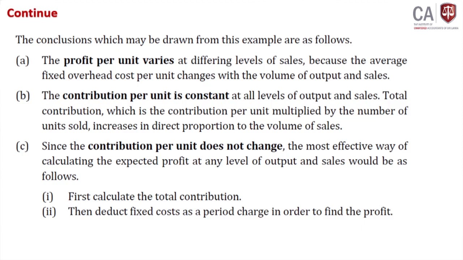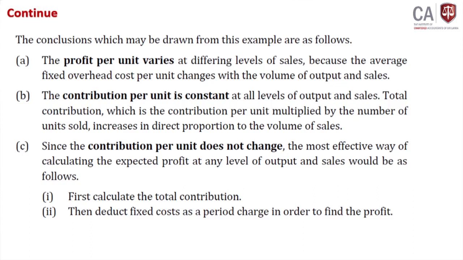The contribution per unit is constant. Why? At all levels of output, the total contribution, which is the contribution per unit multiplied by the number of units sold, increases in direct proportion to the volume of sales. Since the contribution per unit does not change, the most effective way of calculating expected profit at any level of output and sales would be as follows.